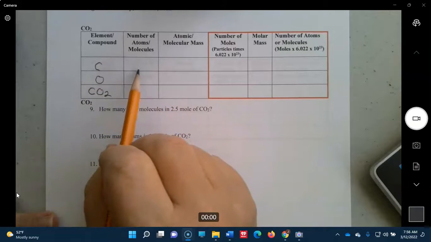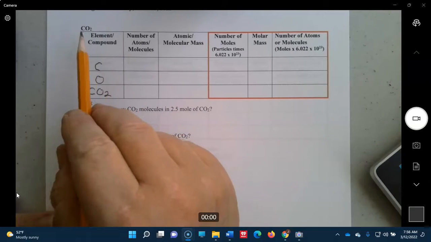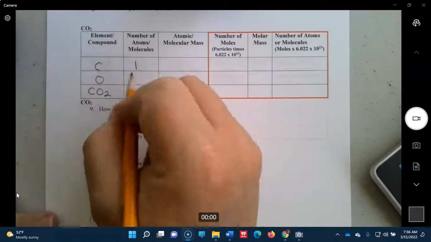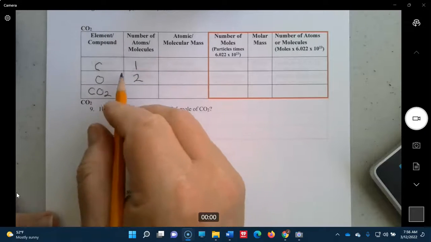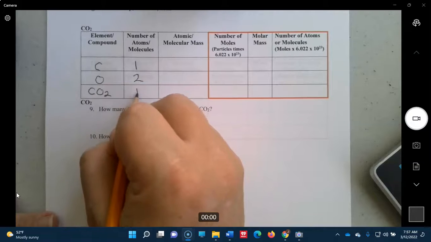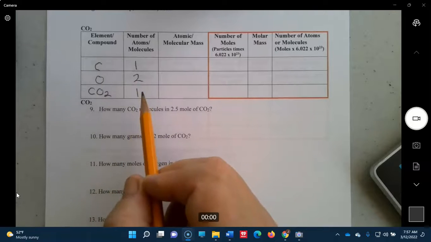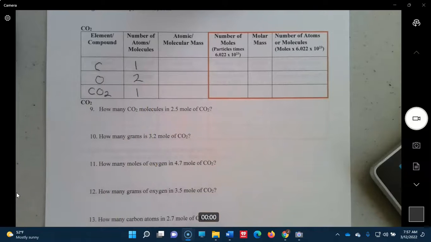So now the second column is how many do you have? In CO2, you have 1 carbon, you have 2 oxygen. Now they get put together to make 1 carbon dioxide molecule, not 3. You need 1 seat and 2 wheels to make 1 bicycle. You need 1 carbon and 2 oxygen to make 1 CO2 molecule. That's a single structure that combines those.